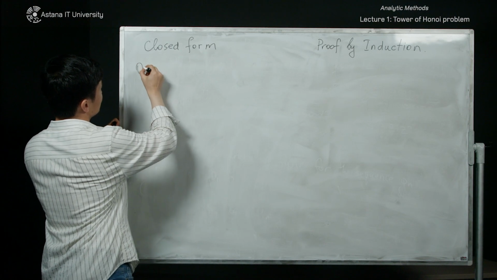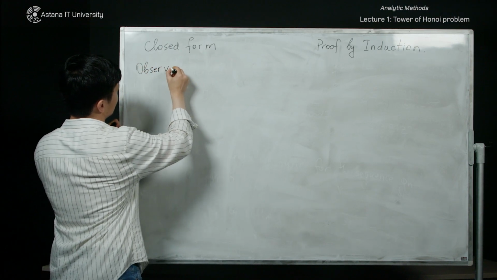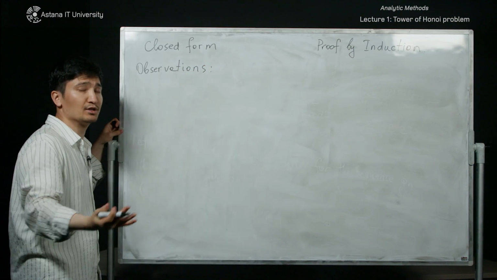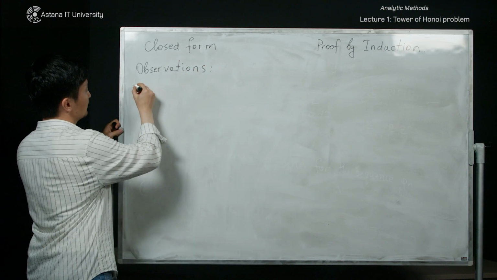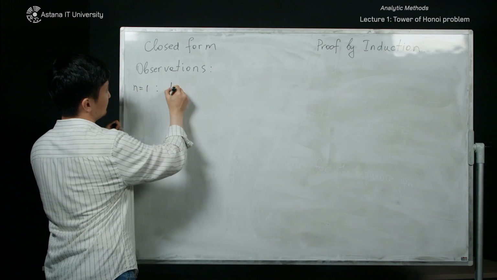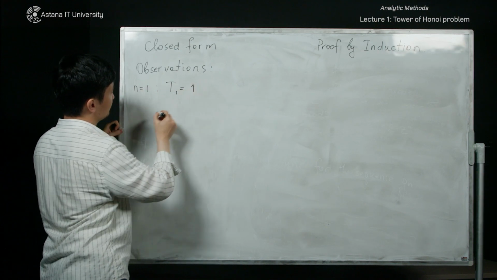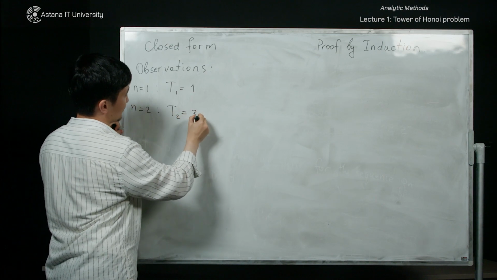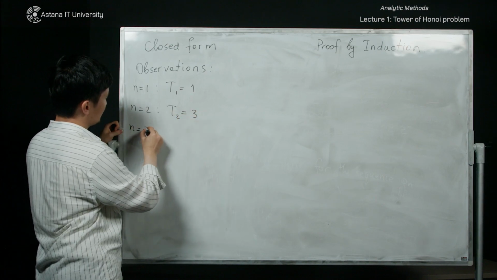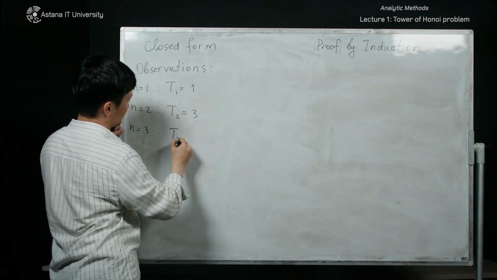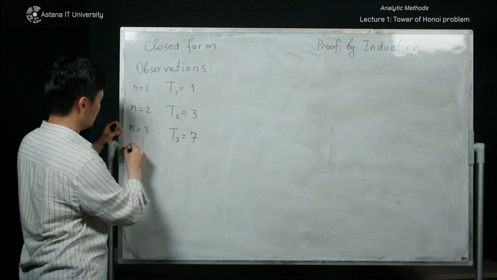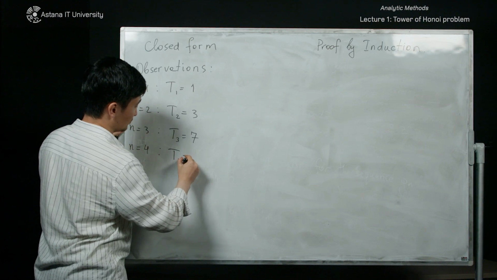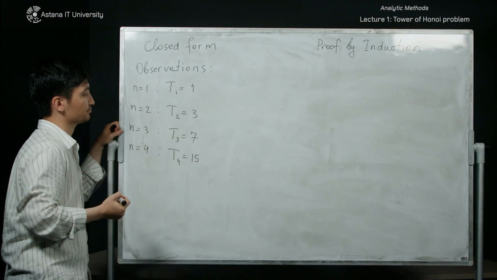So let's get our observations. I'm going to use the previous ones. Remember that when n equals 1, t1 equals 1. When n equals 2, t2 equals 3. When n equals 3, t3 equals 7. And when n equals 4, t4 equals 15.